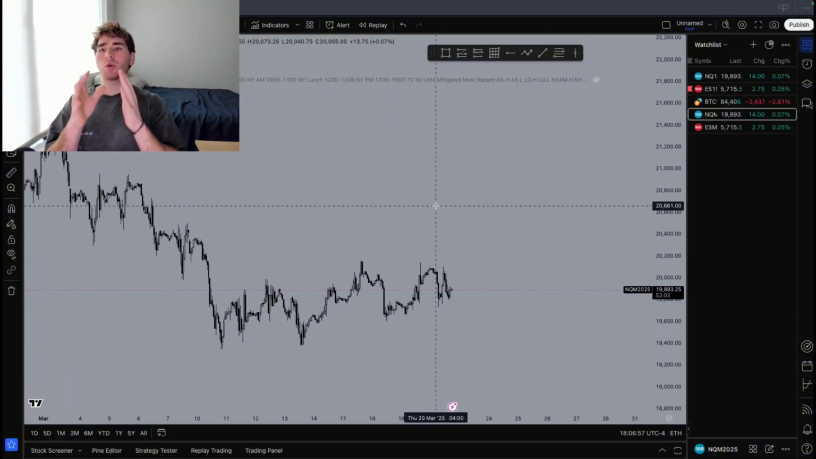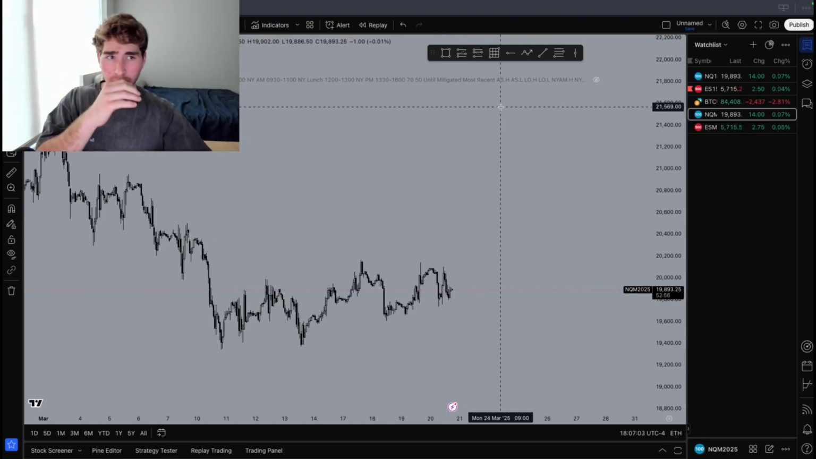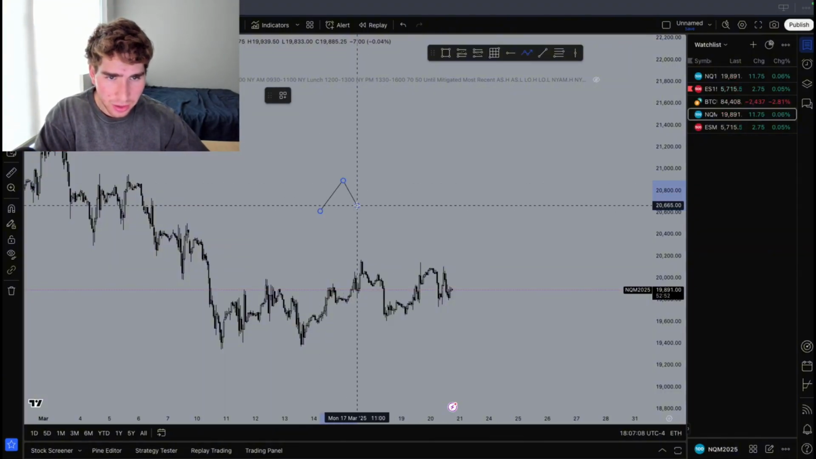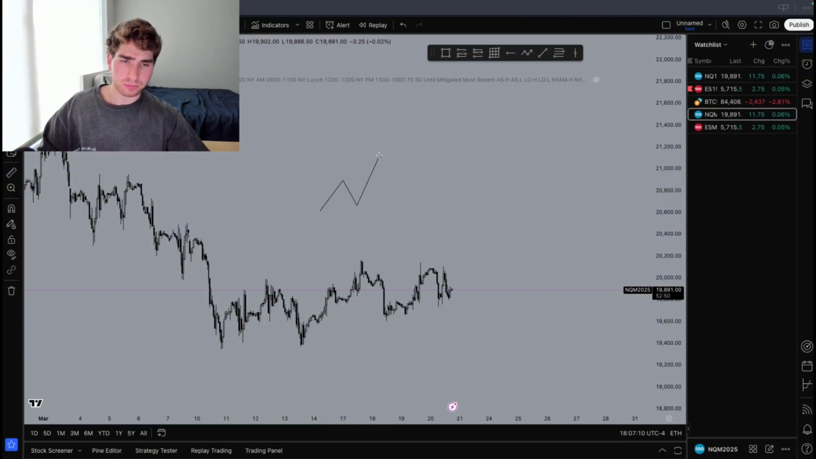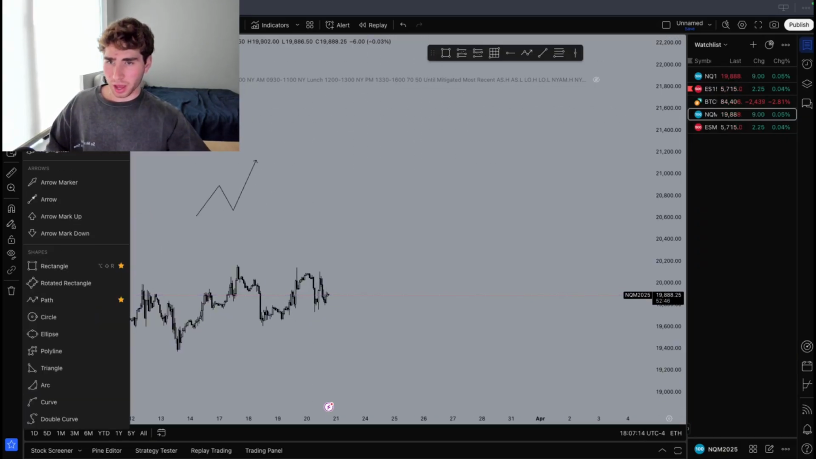If you want a bullish order block, you want green, red, green, and the last green candle has to close above. Let me draw it out. Green candle, red candle, green candle. And the green candle has to close above the most recent swing high.